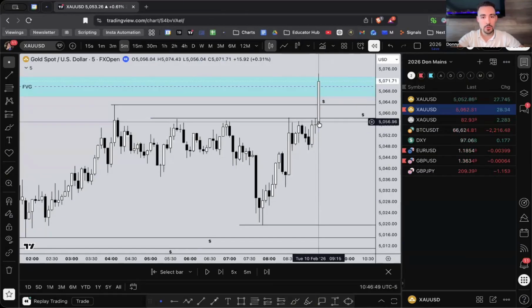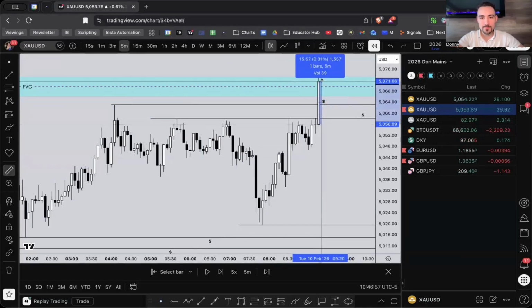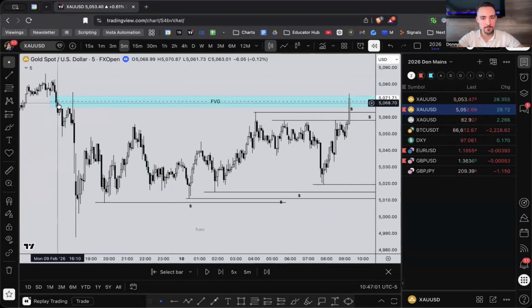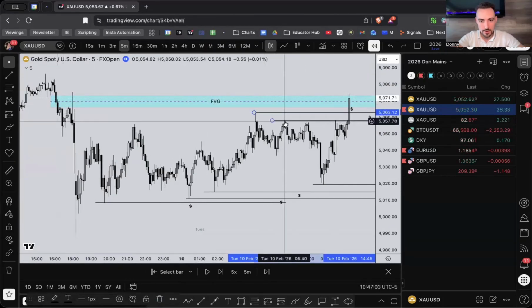Look at that girthy candle. What a word, girth. Look at the girth on this candle right here. Okay. The 5-minute candle trades 150 pips into this fair value gap, captures both these highs.